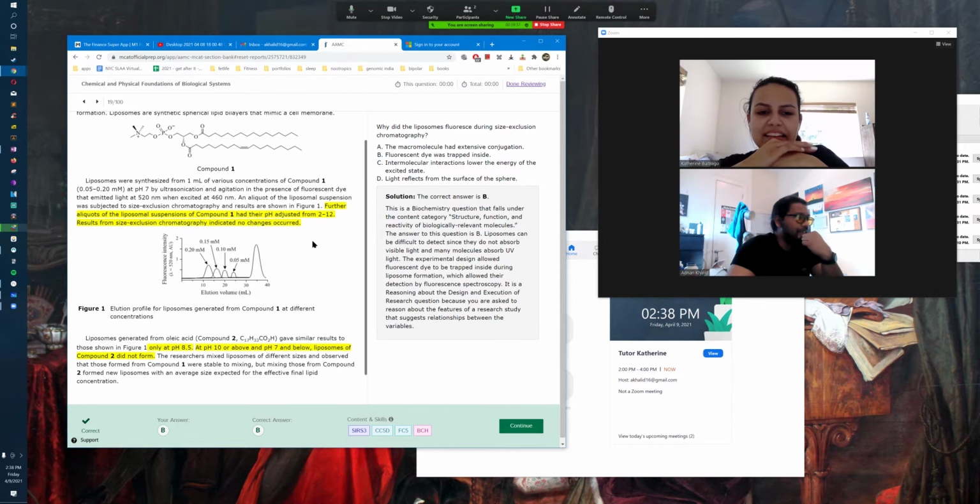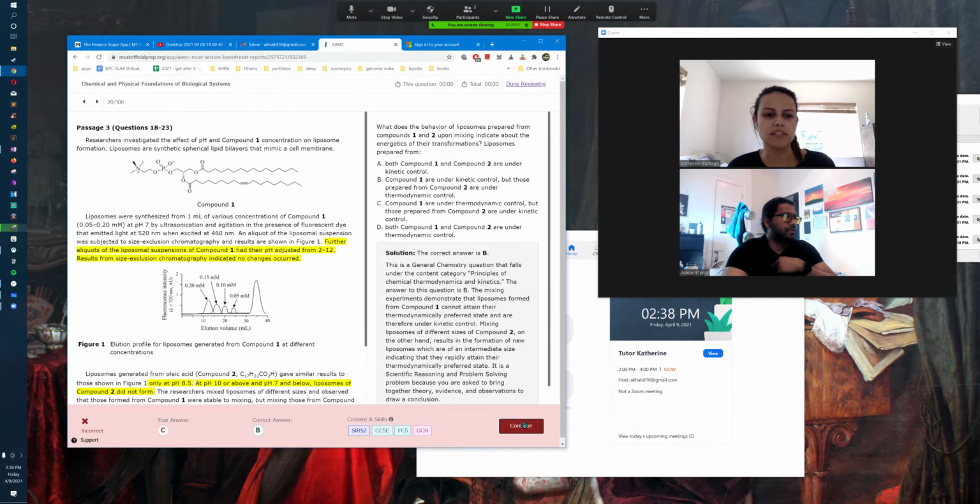So okay, anyway, does it make sense that it's because the fluorescent dye is trapped inside? Because you're asking about the liposome, which doesn't fluoresce on its own. But yes, A would be the answer if they asked why the fluorescent dye fluoresces, with conjugated double bonds and things like that. Okay, that's cool. I didn't know that. So then it will be B.